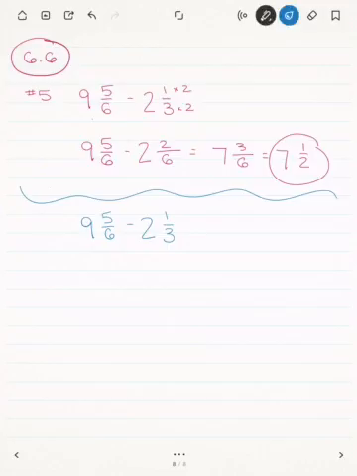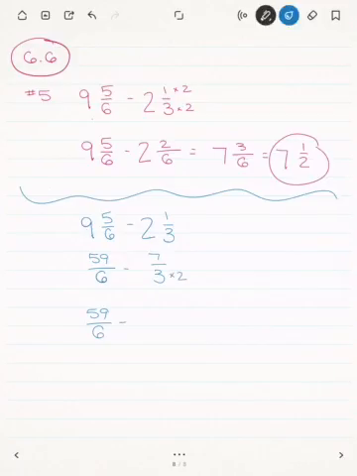So if I was going to choose to do that, I'm going to multiply my denominator by the whole number and then add my numerator. So 6 times 9 is 54, plus 5 is 59, so that would be 59/6. Your denominator stays the same. 2 times 3 is 6, plus 1 is 7, so this would be 7/3. I still need to find that common denominator, so I'm still going to use 6. So 59/6 would stay the same.